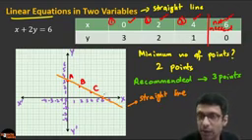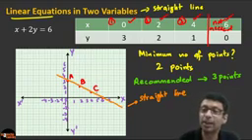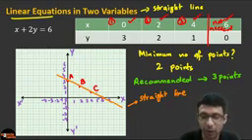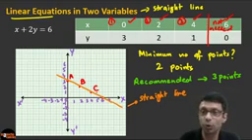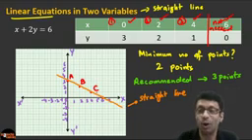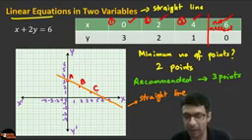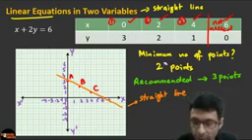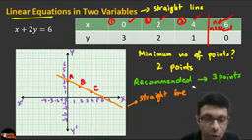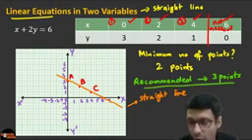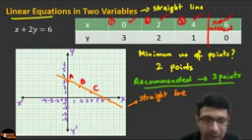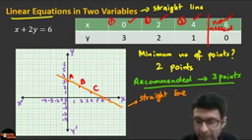Basically we plot these 3 points and the third point is acting like a check, because you can draw any line between 2 points. But if you have 3 points and all 3 lie on the line, that means you have the correct answer, right? So guys, please remember this important tip that I've given you. You need 2 points, but I'm recommending you to use 3 points, because this third point is acting like a check, okay?